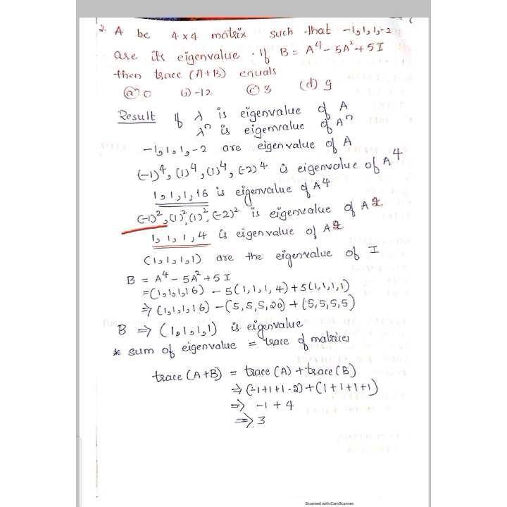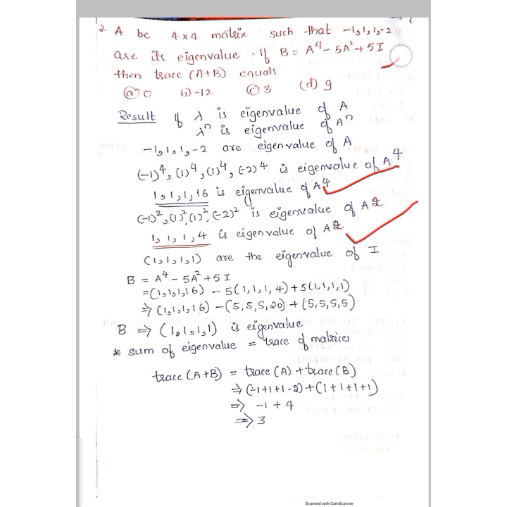So (-1)² will become an eigenvalue of A². 1² also became an eigenvalue of A², and 1² also became an eigenvalue of A². (-2)² became an eigenvalue of A². So here we get 4 as an eigenvalue of A². So we got the eigenvalues of A⁴ and we got the eigenvalues of A².